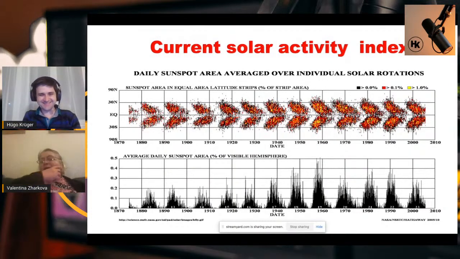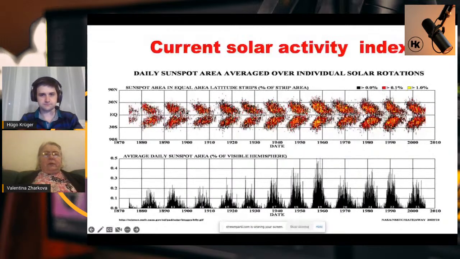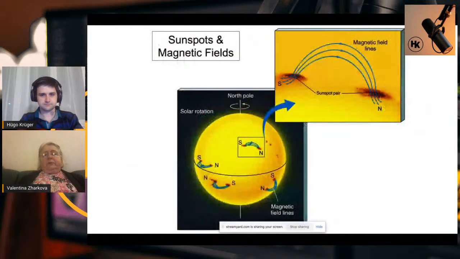And at the top, the butterfly diagram. So the sunspots are formed somewhere at latitude 30 plus or minus 30, in the northern and southern hemispheres. And over the solar cycle, they migrate towards the equator, and the next cycle repeats again. So this was until 2012, probably, or maybe even earlier, 2010.